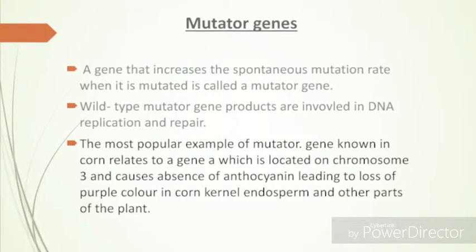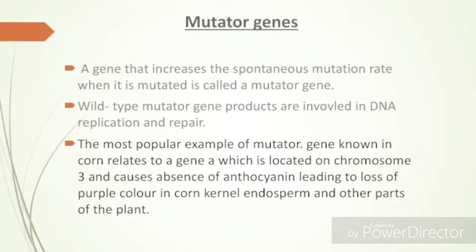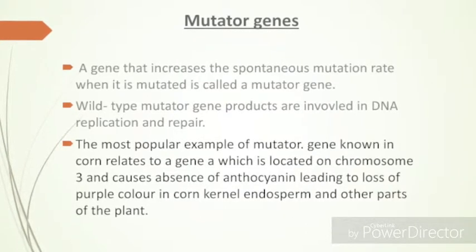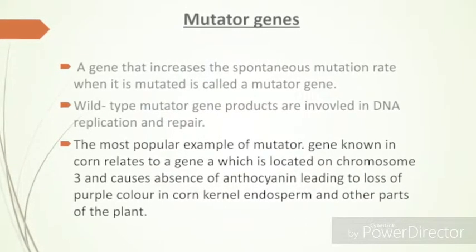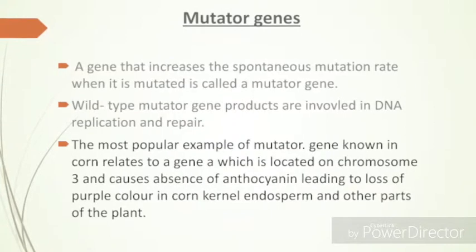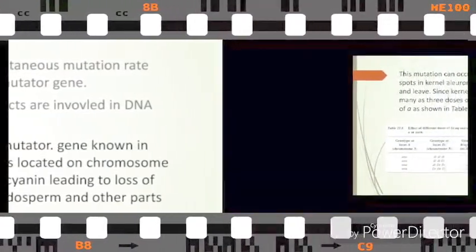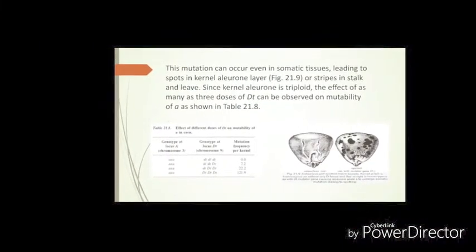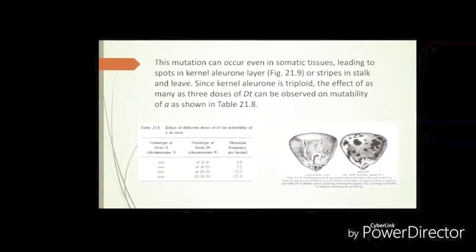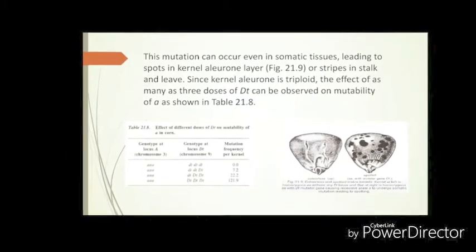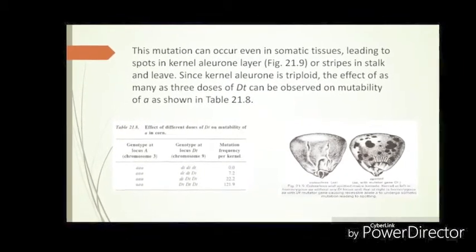The most popular example of a mutator gene is known in corn, relating to a gene located on chromosome 3 that causes absence of anthocyanin, leading to loss of purple color in the corn kernel endosperm and other parts of the plant. This mutation can occur even in somatic tissues, leading to spots in the kernel aleurone layer, figure on the right side, or stripes in stalks and leaves.